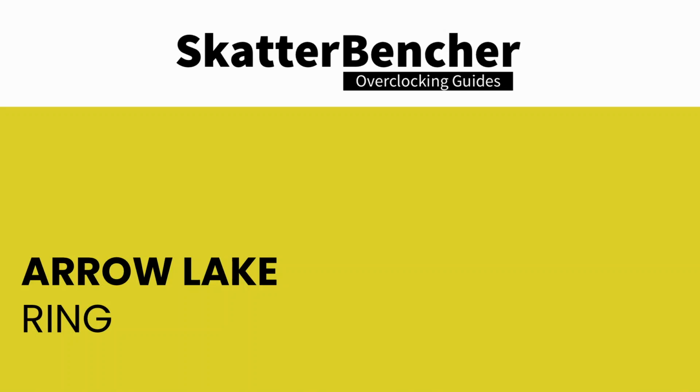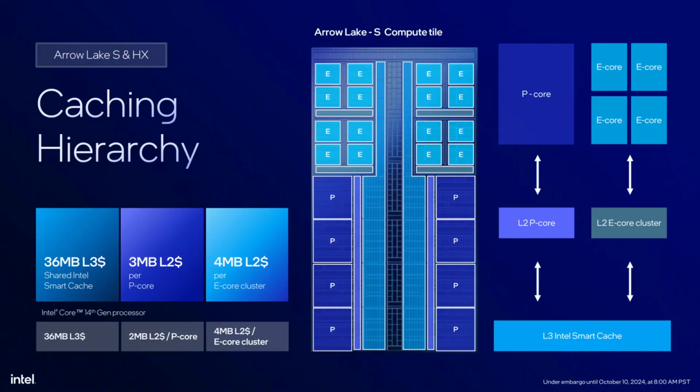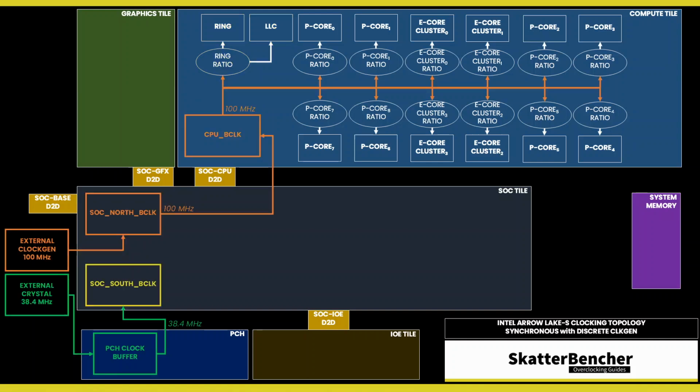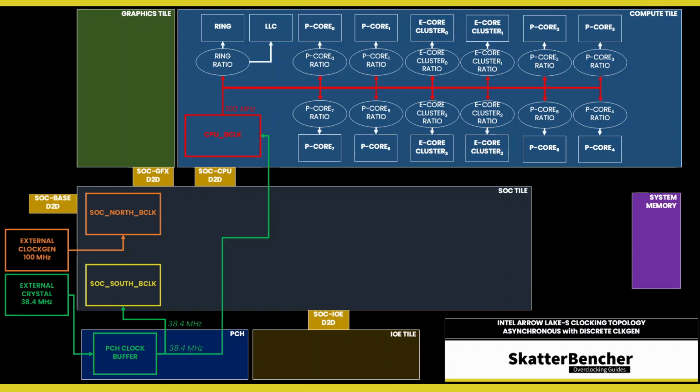The ring fabric provides the data fabric interface between the various compute IP blocks in the compute tile, the last level cache, and the SoC compute D2D interface. The ring reference clock frequency is generated internally by the CPU PLL. This clock affects all IP blocks in the compute tile, including the P-cores, the E-cores, and the ring. This PLL can be linked to the SoC PLL when you run it in synchronous mode, or work independently if you run in asynchronous mode.